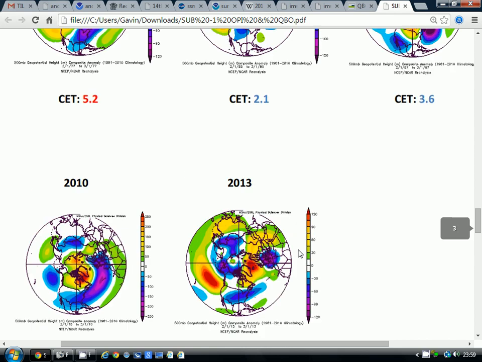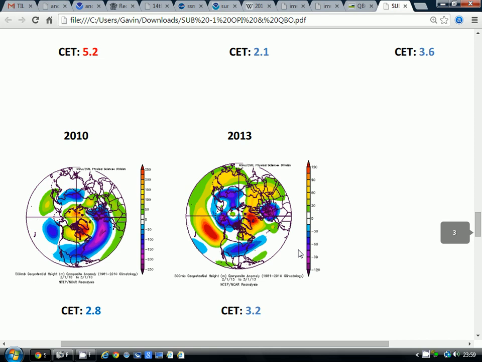And then we have February 2013, which is actually getting a little bit more extreme, interestingly. The other patterns are sort of easing off, but in February 2013 the pattern is getting more extreme. Actually, the blocking is intensifying, as we know, that eventually led to that extremely cold March. The central temperature for February 2013 comes out at 3.2, again colder than average.